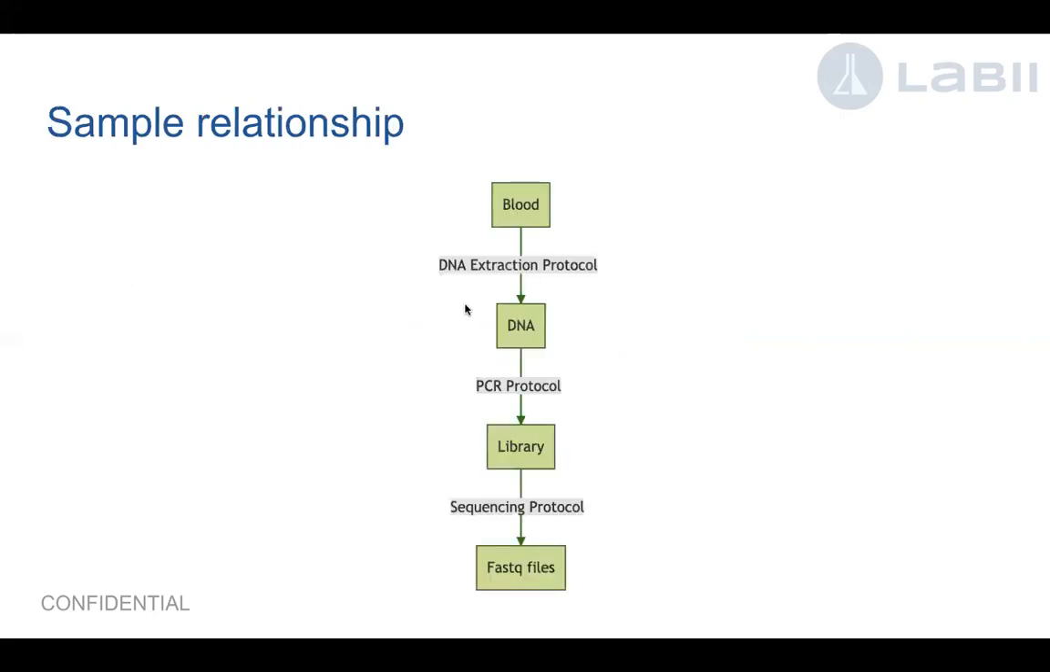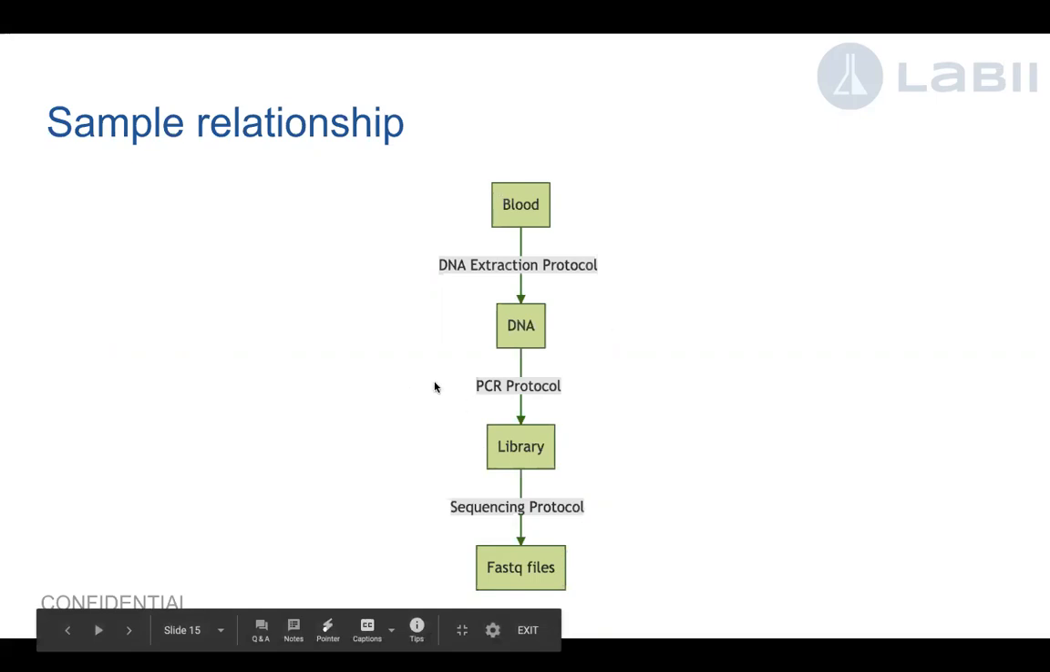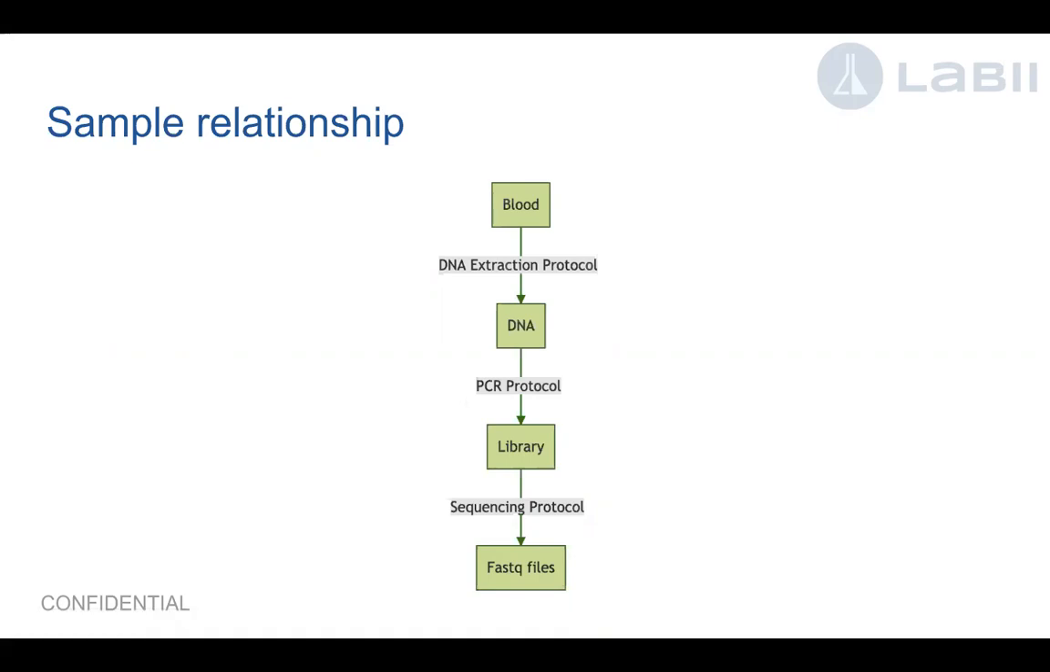For example, you can use the sample relationship to check how samples move from one stage to another. If you have a blood sample, you extract DNA, it will become DNA. Then to prepare the PCR, it will become a library, and then you can use it to do the sequencing. All of these can be displayed directly. You can link different samples all together, so this enables different samples to share the metadata directly inside the system.